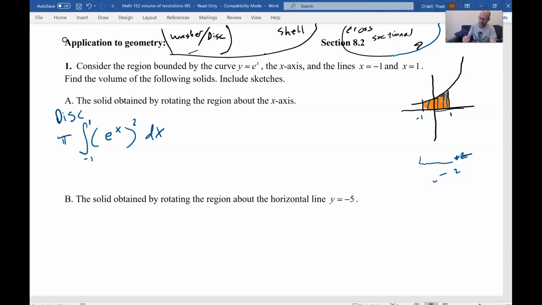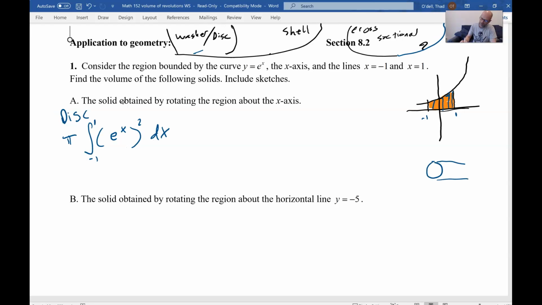Now, if I'm using the shell method, quick reminder, that means I'm going to be creating these shells. I'm rotating this way, so I'm going to be creating shells that look kind of like this, right? I drew it the right way this time. And notice the little change is in the y direction. So if I'm using the shell method, my integral is going to be 2 pi times radius times height plus a little bit of thickness. In this case, it's dy.